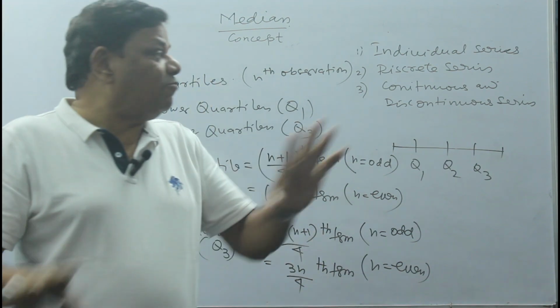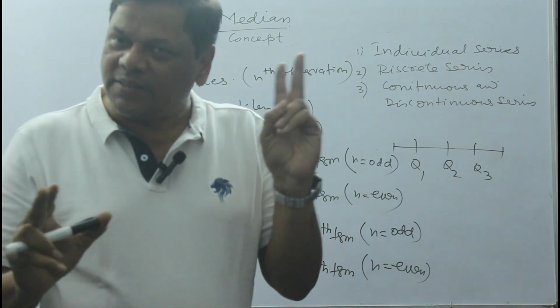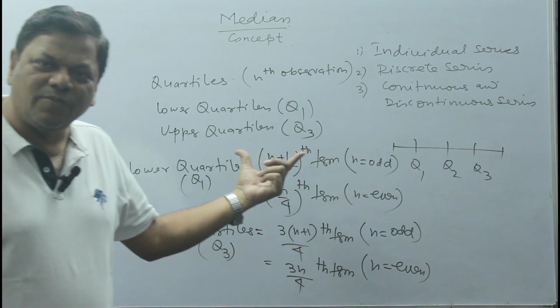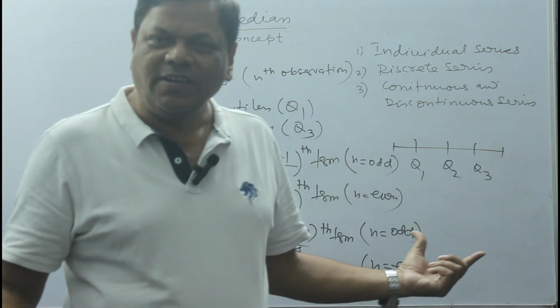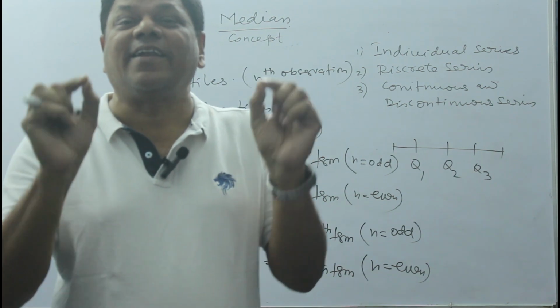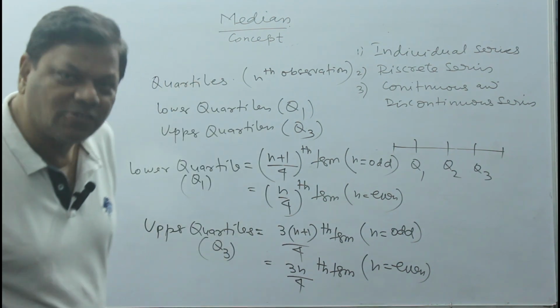Then overall, for individual series, what have we done? We have done median. There are two formulas, for even and odd. For lower quartile, there are two formulas, and for upper quartile, there are two formulas given. And one more thing is the interquartile range. Sometimes it is asked. That I will also write here.